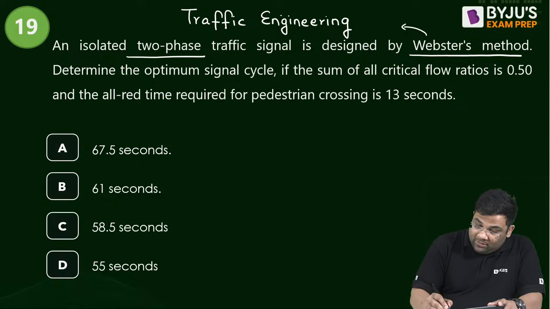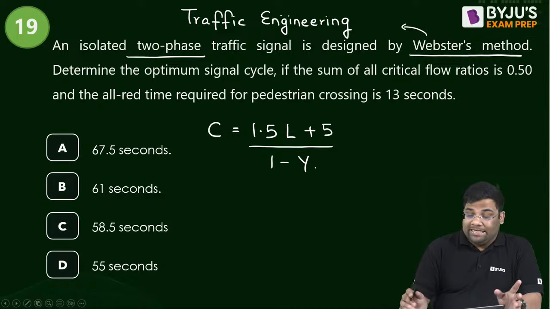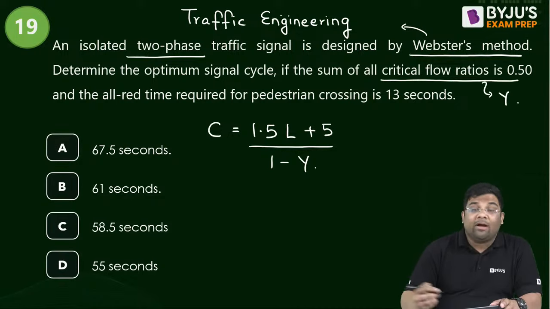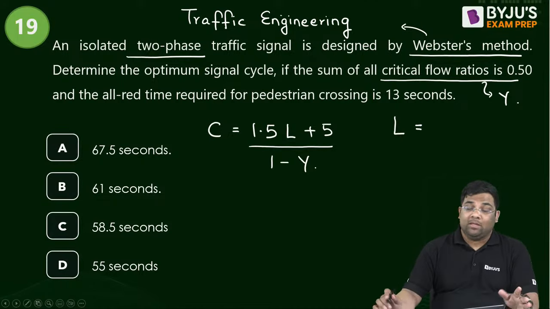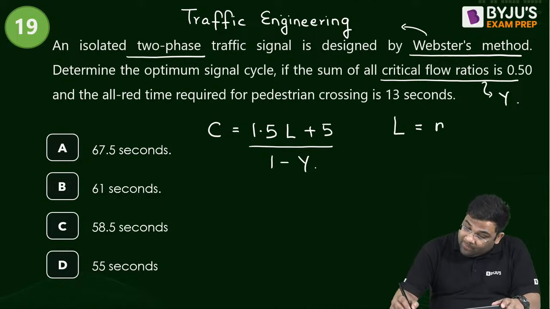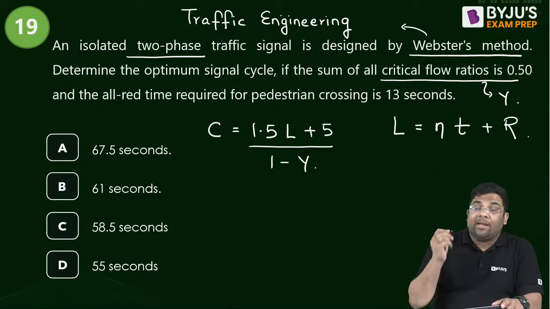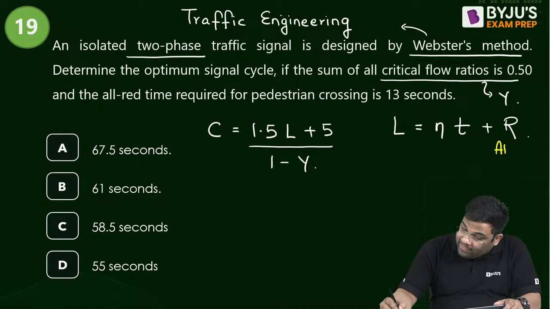And we know that the cycle length is 1.5 times the lost time plus 5, divided by 1 minus the summation of critical flow ratios. Now the sum of critical flow ratios is given as 0.5. Now lost time, how to find out? The lost time will be number of phases into the time lost per phase plus all red time. In the GATE exam, they have asked a question on all red time, but here you see they give it.